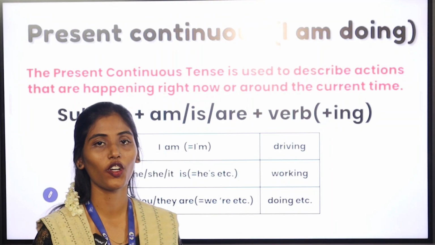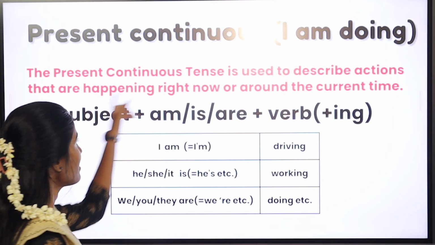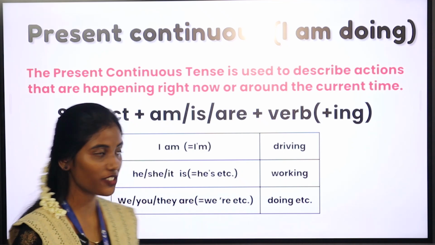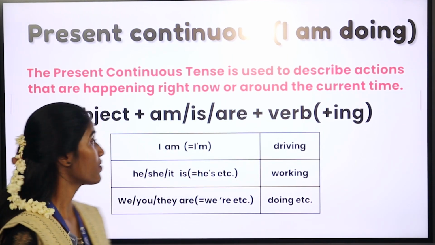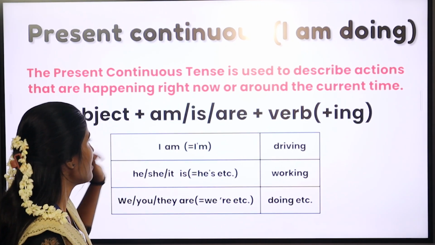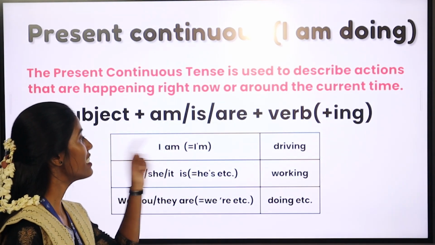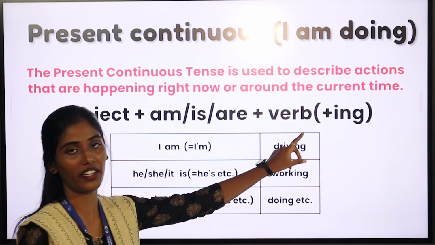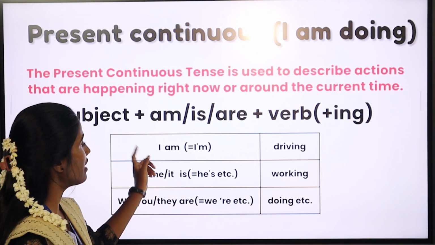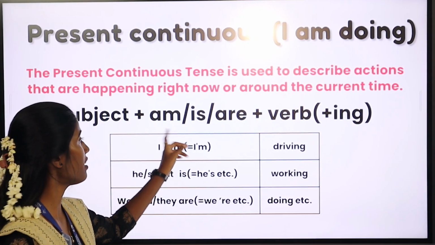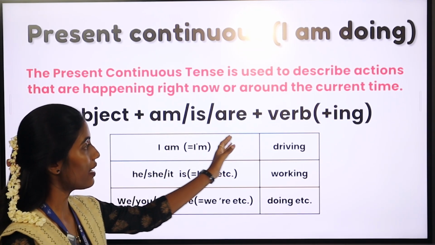Okay, let's see the definition of present continuous. The present continuous tense is used to describe actions that are happening right now and around the current time. So let's see the formula: subject plus am, is, are plus verb plus ing. You people know what a subject is, right? So you can add subject plus am or is or are plus verb.